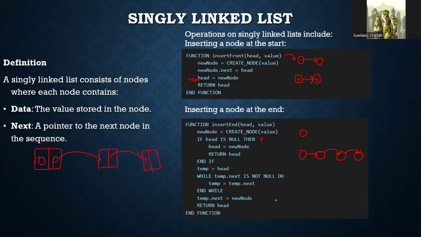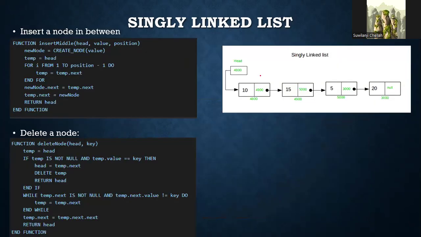I think this one was easier to explain than linked lists. So it looks like this, right? So insert a node in between. It's the same concept here, right? So you've got insert middle, you've got the head, the value, and the position. So new node, we create the node with the new value, and then temp is equal to head. So for i from 1 to position - 1, do temp = temp.next. So what this does is that for i from 1 to position - 1, temp, which is the head, is equal to temp.next. So we're traversing through the list there, right?